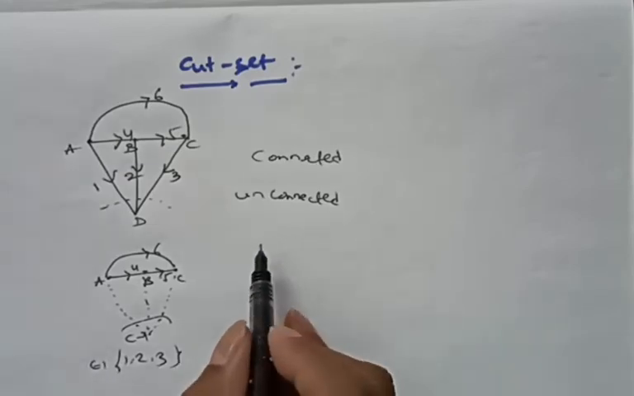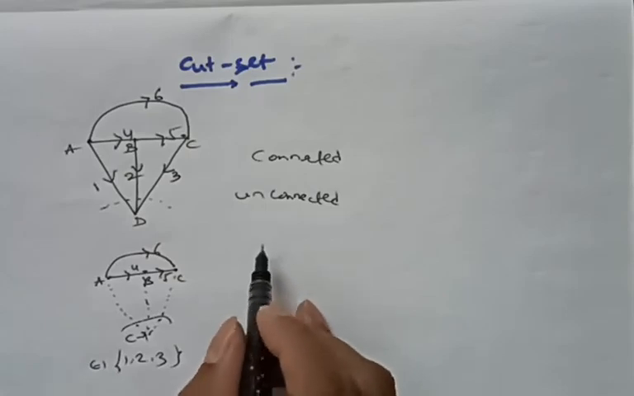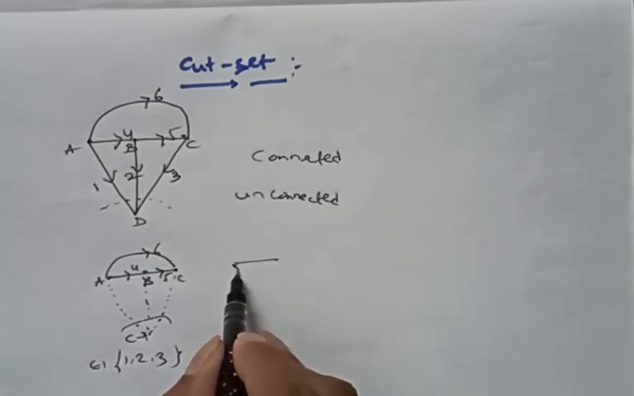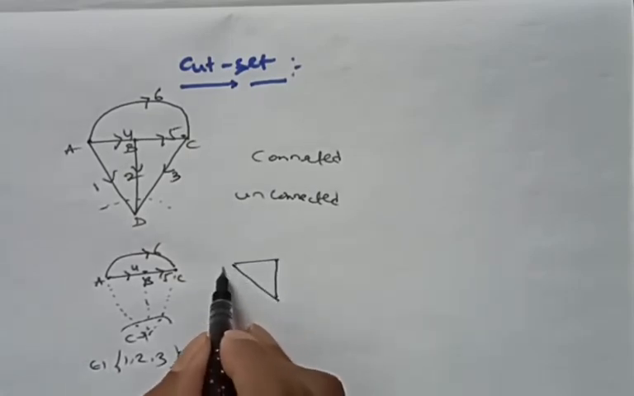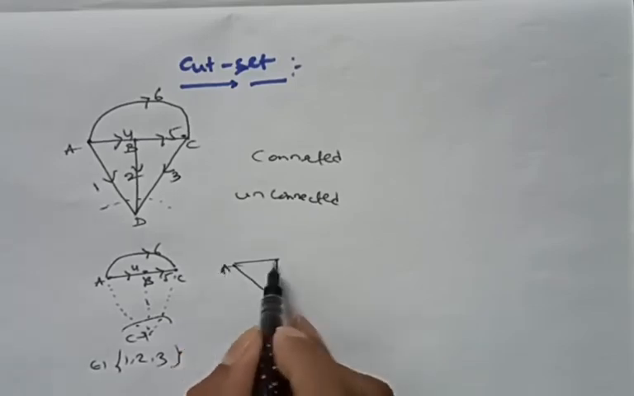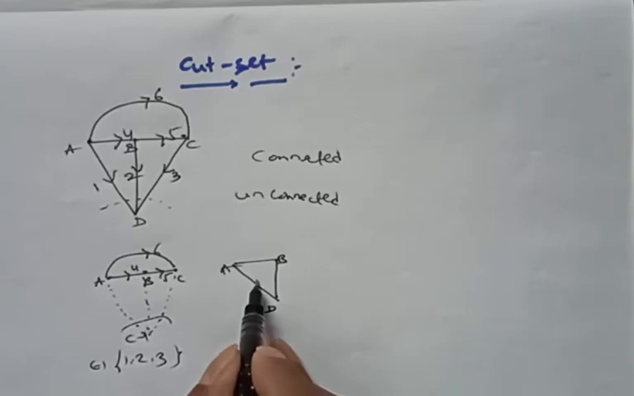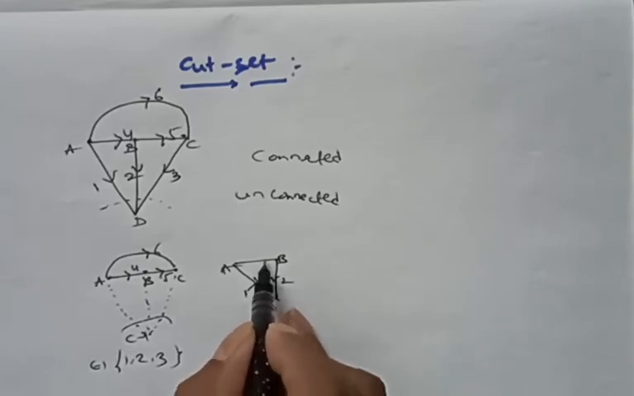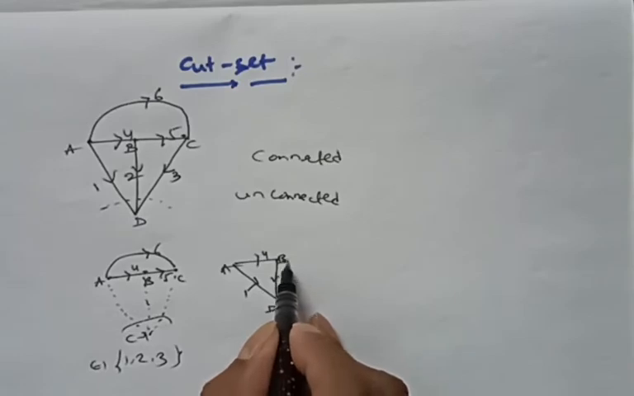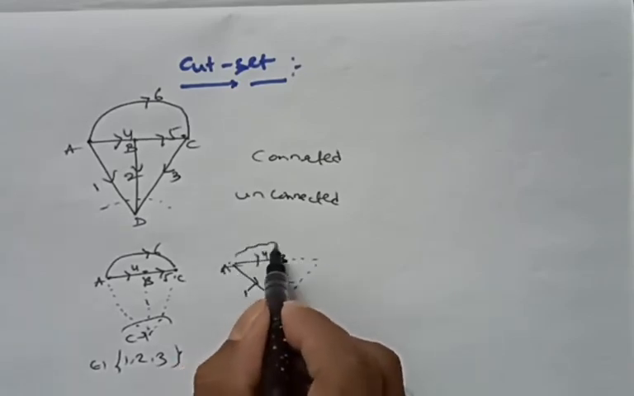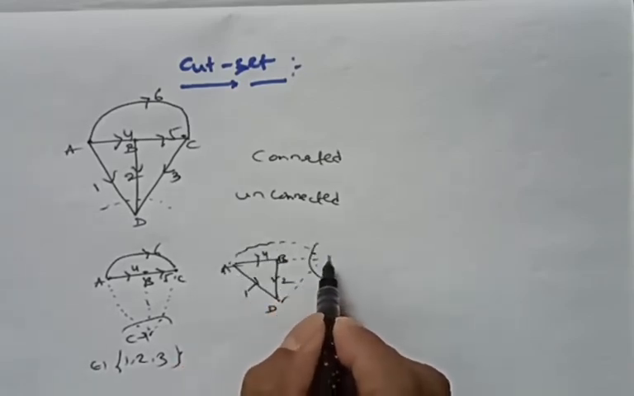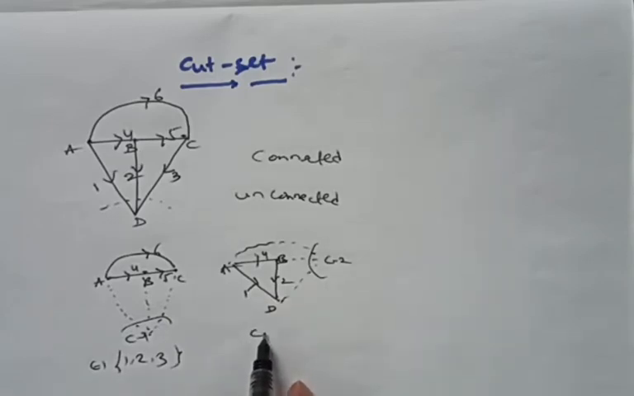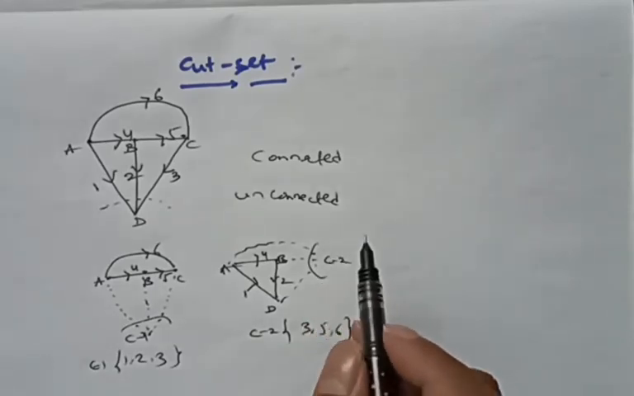Next I am removing 3, 5, 6. Then what is the remaining graph here? This is the remaining graph having A, B, D nodes, and the remaining branches are 1, 2, 4. The branches we removed are represented with dotted lines, where the removed branches are 3, 5, 6. This we can say is cut set 2.